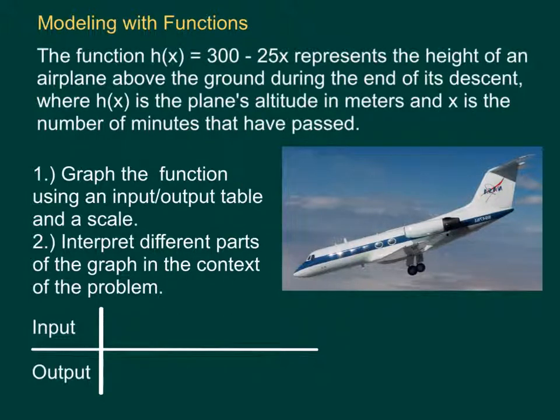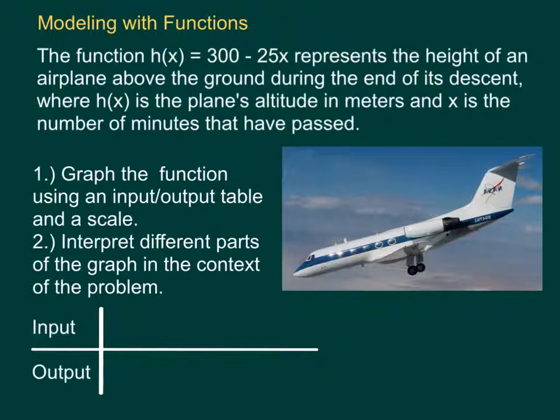So we can graph the function using an input-output table and a scale. We're talking about big numbers here, so we're not going to just use a scale of 1 to 1. We'll mark our graph accordingly. Then we're able to interpret different parts of the graph in the context of the problem. So let's start with generating this input-output table.